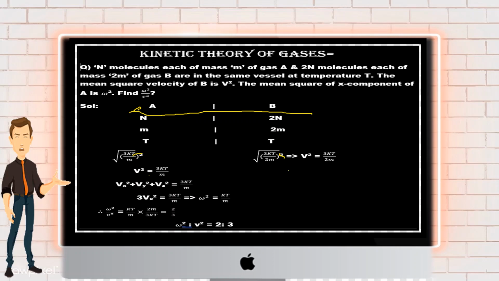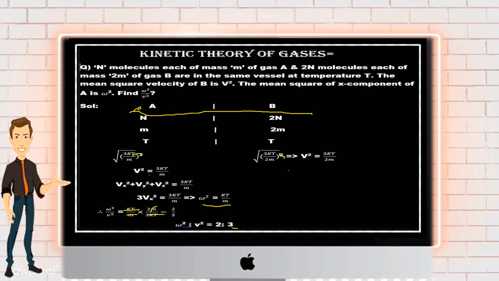But they have given the component here. Vx square plus vy square plus vz square equals 3kT by m. They have given it as omega square, so let us assume all are equal. Then 3 vx square equals 3kT by m, so omega square equals kT by m. Omega square by v square is kT by m into 2m by 3kT. kT gets cancelled, m gets cancelled, and finally 2 is to 3 remains. Then omega square is to v square equals 2 is to 3.